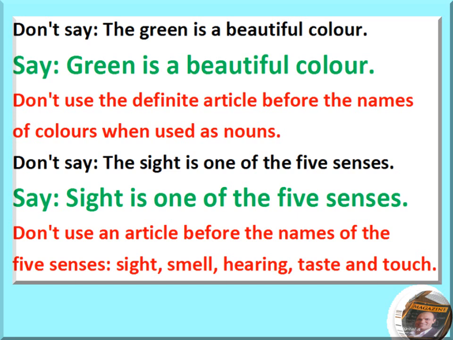Don't say: The green is a beautiful color. Wrong. But say: Green is a beautiful color. Correct. Don't use the definite article before the names of colors when used as nouns. Don't say: The sight is one of the five senses. Wrong. But say: Sight is one of the five senses. Correct. Don't use an article before the names of the five senses: sight, smell, hearing, taste, touch.